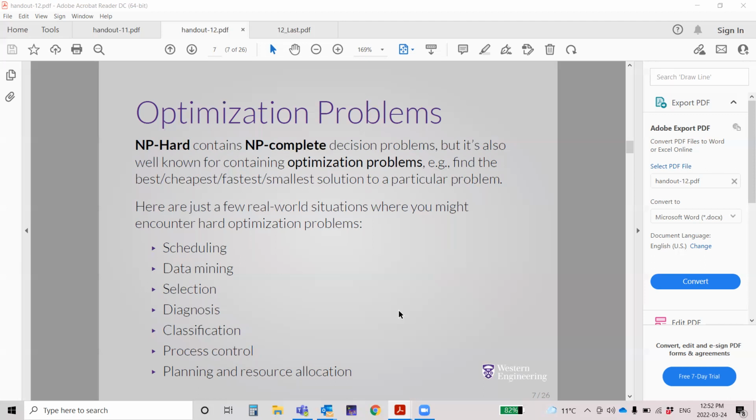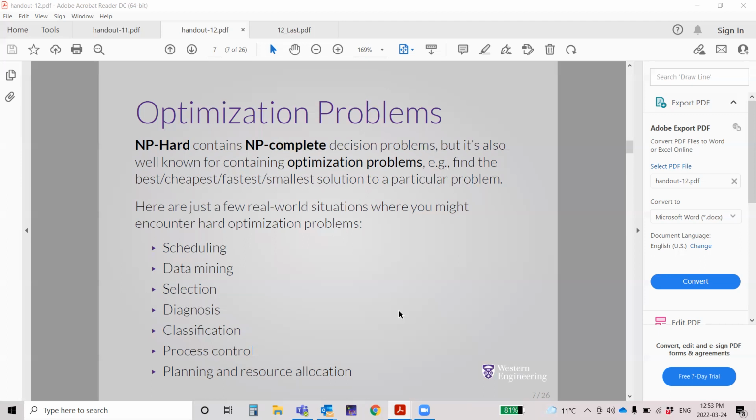So NP-hard contains NP-complete decision problems, but it is also known for containing optimization problems: find the best, cheapest, fastest, smallest solution to a particular problem. What do we mean by optimization? I have a problem and I need to find the best solution, the cheapest one, the fastest one, the smallest size in memory, the fastest in running time, the minimum complexity. This is the target of optimization problems. Here are just a few real-world situations where you encounter hard optimization problems.